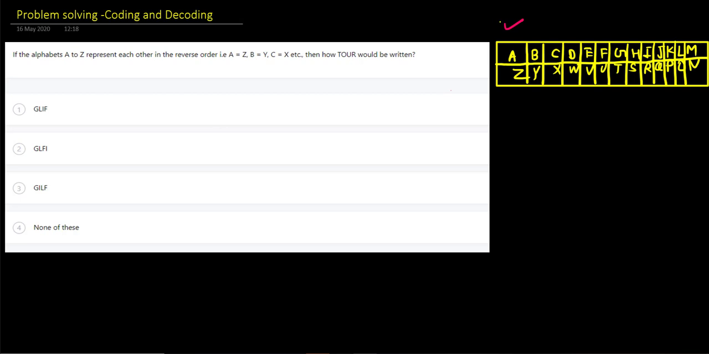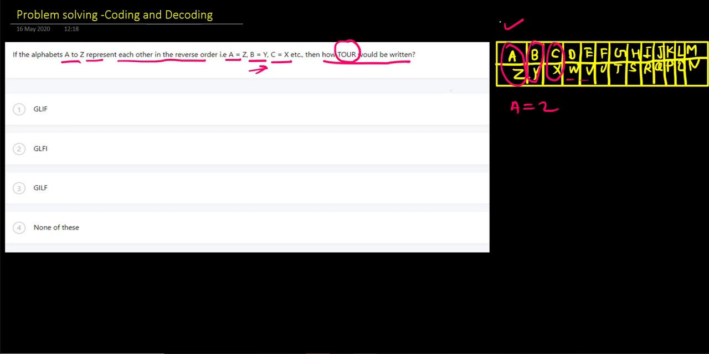Now the first question is: alphabets are written from A to Z, which represent each other in the reverse order, like A is equal to Z, B is equal to Y, C is equal to X. In this manner, the alphabets are ordered. Now we have to find how TOUR would be written in this fashion.